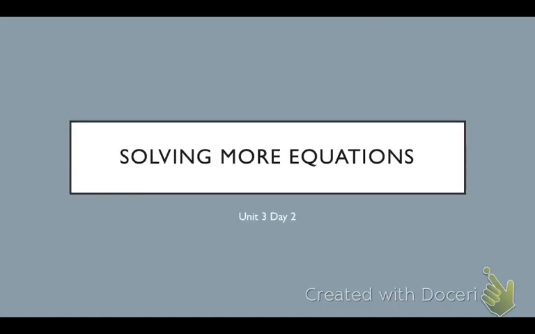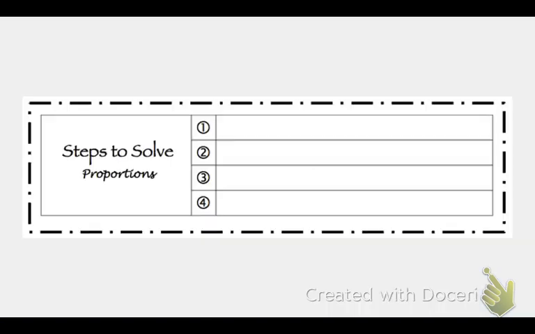All right, so solving more equations. We're getting more into solving rational equations, and we're also going to solve absolute value equations, okay? So rationals, proportions, that's basically what I mean. The first step for proportions is to cross multiply.